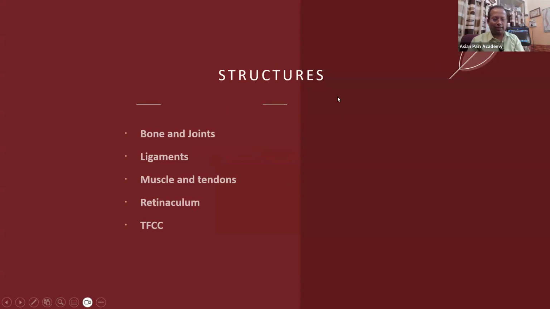So what are the structures in the wrist? So it is bone and joints if we consider from the deep to superficial. So first it is the bone and joints, and then comes ligaments. Ligaments just above the bone, because it is the connection from bone to bone. So it is also at a very deeper level. Then after that it is muscles and tendons. And then superficially there is retinaculum, and of course there is a fibrocartilage in the ulnar side. There is TFCC, that fibrocartilage also we'll talk about.